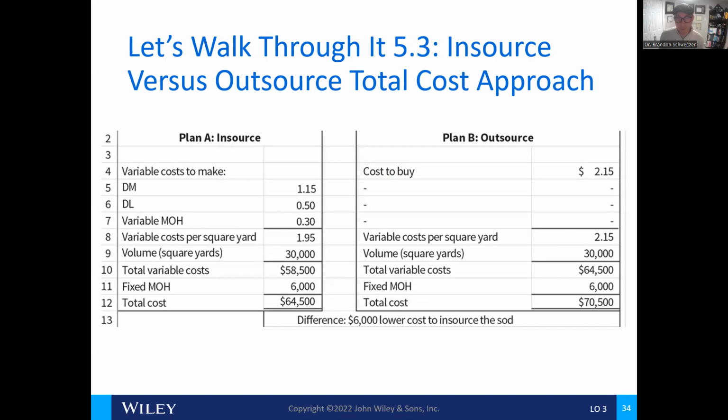For Plan B, we purchase by square yard at $2.15, giving us total variable of $2.15. If we use the same approach based off the total square yards, 30,000 square yards, gives us total variable cost of $64,500. Plus the same factory overhead that's fixed, $6,000. That gives us a total cost of $70,500. That's a $6,000 difference. I'm sorry, that is a relatively significant difference, which is $6,000 lower cost to insource.